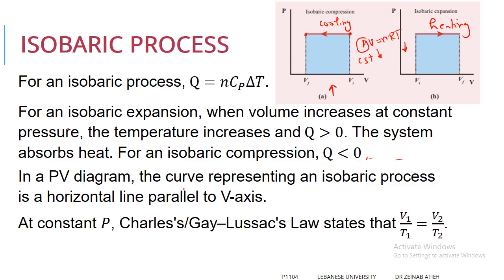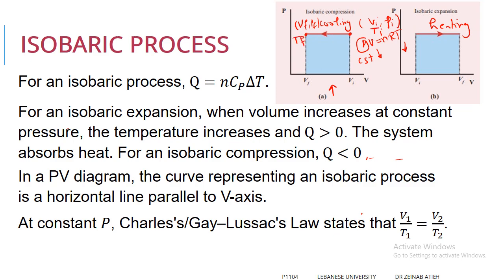In a PV diagram, the curve representing an isobaric process is a horizontal line parallel to the axis. You can see the shape of the curve. It's just a straight line parallel to the axis. So if I'm going to relate any 2 points, for example, this one has V final, P final coordinates, and this one has V initial, P initial coordinates. Remember that P final and P initial are equal. So if I'm going to relate 2 points, let's assume here we have T initial, and at the end we end up with T final.